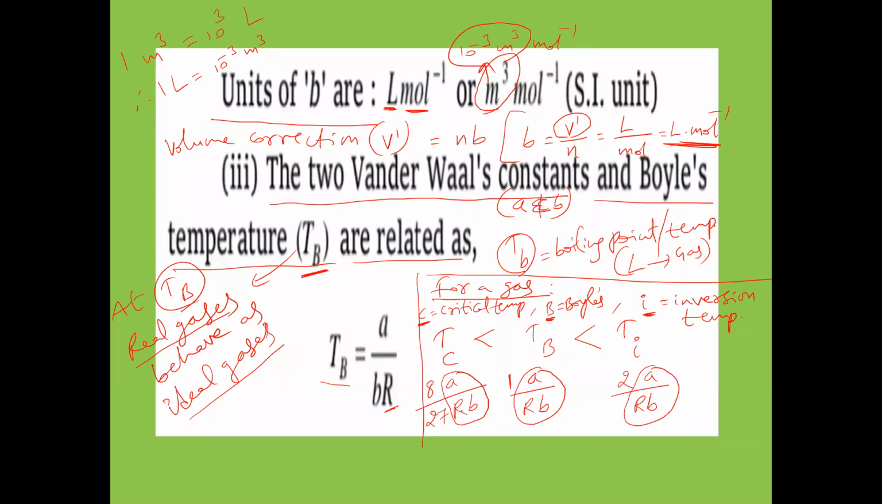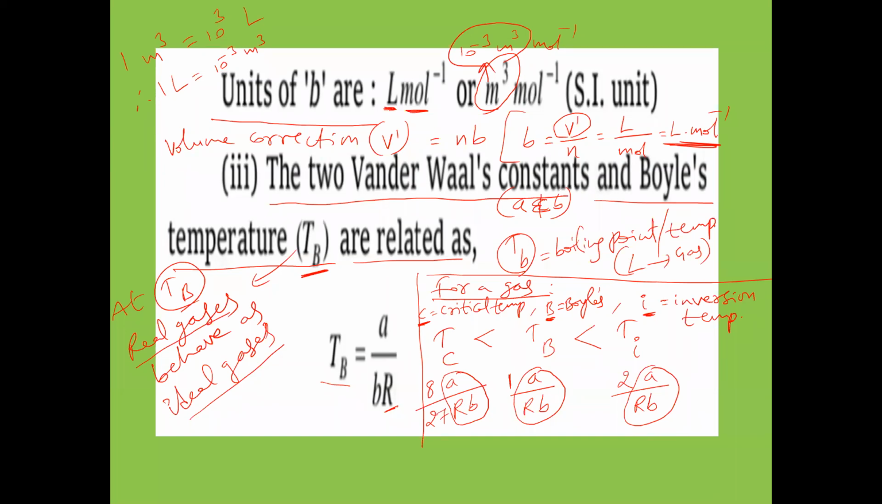And R is the universal gas constant, we know. R is a constant value for any gas. R value is the same for all the gases. But A and B values will be different for different gases. So the value of A and the value of B will depend on the nature of the gas, but R is independent of the nature of the gas.